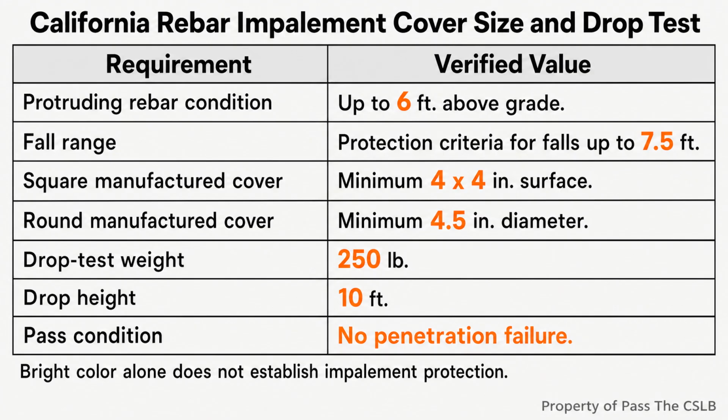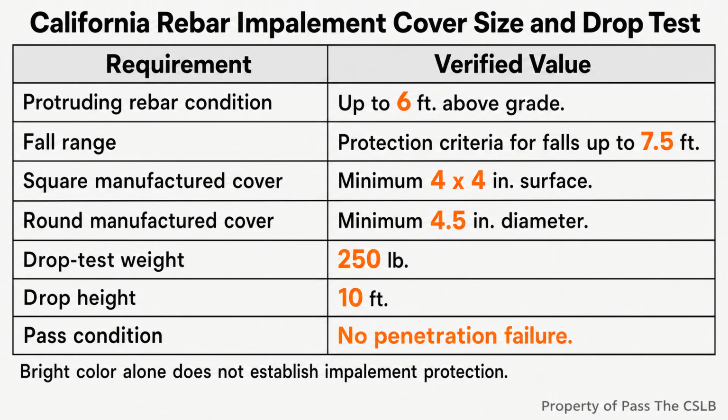7.5 feet addresses the fall height range tied to the protection criteria. 4x4 inches or 4.5 inches addresses the minimum manufactured cover surface. 250 pounds dropped 10 feet addresses the performance test. The central distinction is visibility versus resistance.